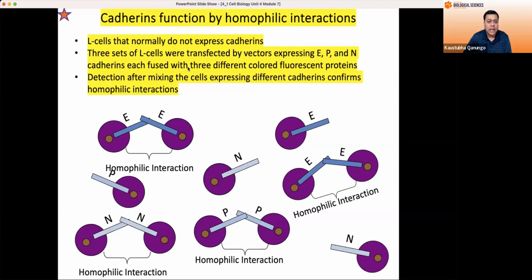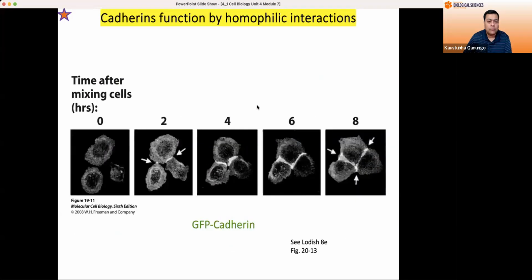And as they are all homophilic interactions, after some time, by 8 hours, you are going to see that in between the cellular junction, only one type of fluorescence. Although this is a black and white picture, what do we mean by that? If you have the GFP with the E cadherin, you are going to see green in between them. If the P cadherin is in red, you are not going to see green and red, or yellow. So that gives you the idea that there is only homophilic interaction.